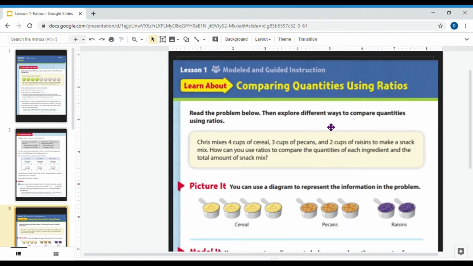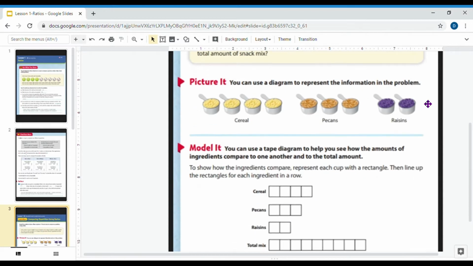It says, read the problem below, then explore different ways to compare quantities using ratios. Crisp Mix is 4 cups of cereal, 3 cups of pecans, and 2 cups of raisins to make a snack mix. How can you use ratios to compare the quantities of each ingredient and the total amount of snack mix? So the first thing you can do is picture it. You can reuse this diagram. You can see they show you perfect little cups of cereal, of pecans, and of raisins.